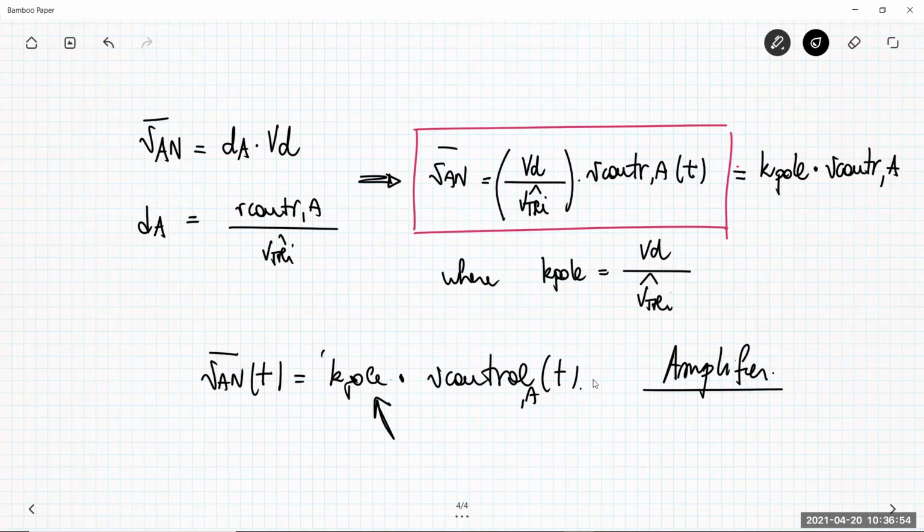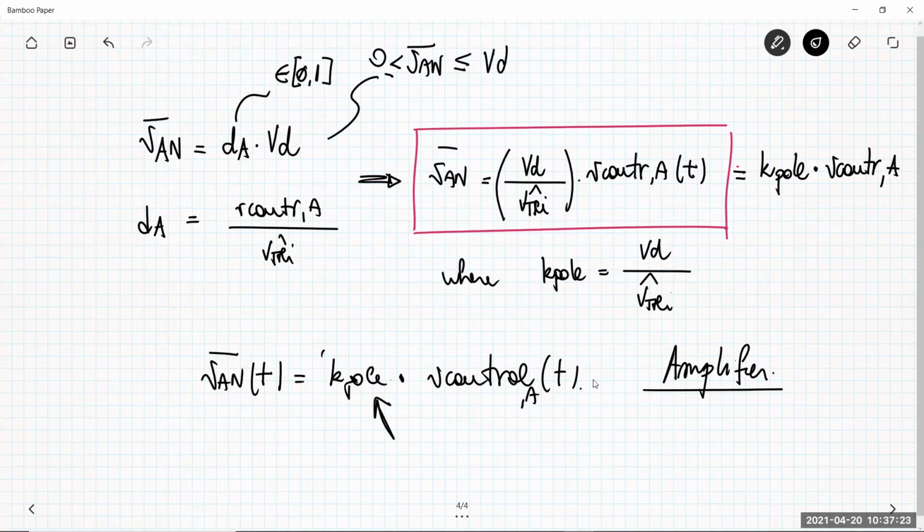Let me make some more considerations about this quantity. dA is from 0 to 1. So that means that VAN, average value, is something that goes from 0 to VD. So you cannot have at the output an average value which is larger than the input source.